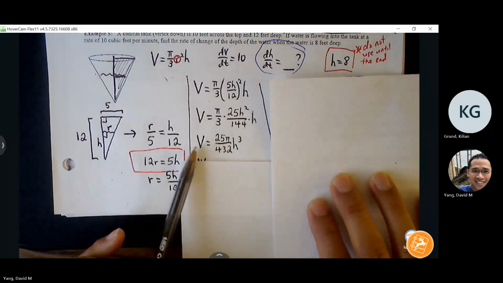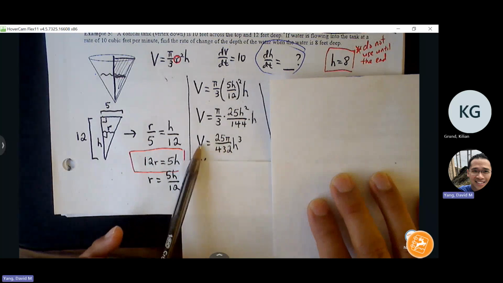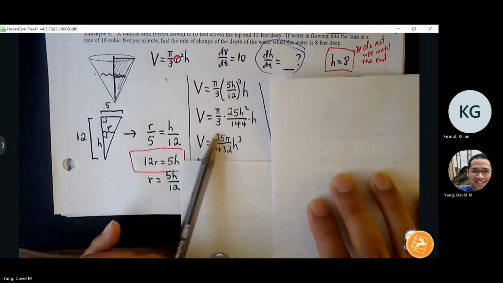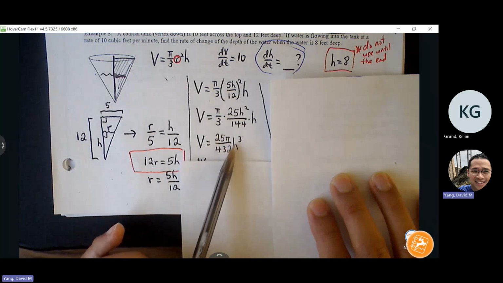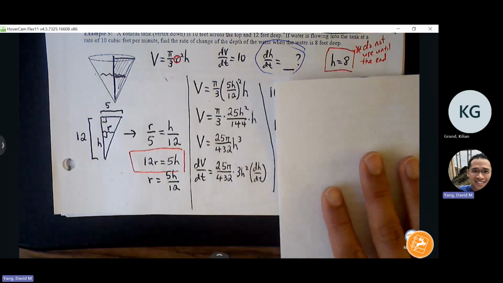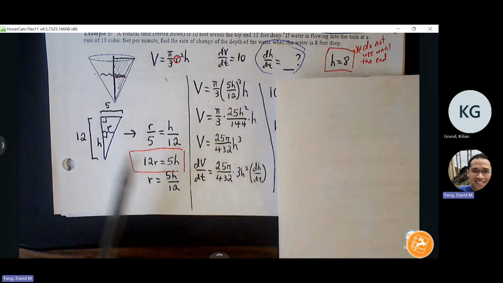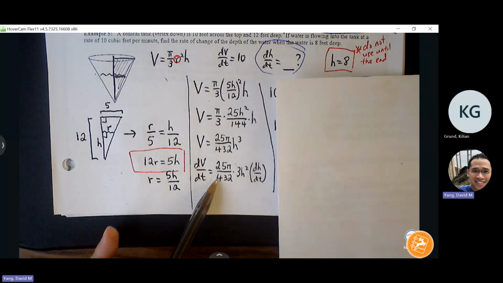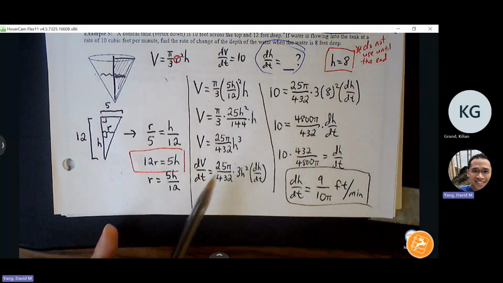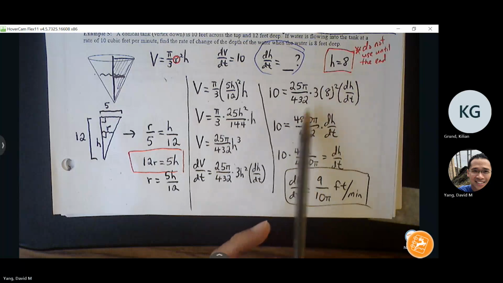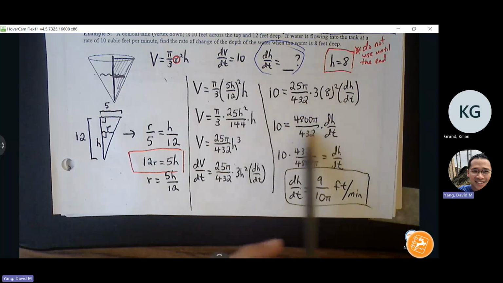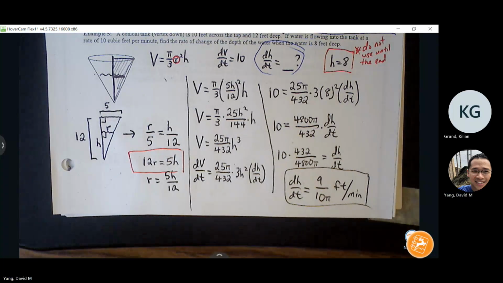Okay. So now we can find the derivative. V becomes dV/dt. Coefficient is just some number that's going to stay. H cubed becomes 3h squared dH/dt. Okay. So the hard part is getting to this point. Once you're here, you're just plugging information in. dV/dt is 10, h is 8, and then you're just dividing, multiplying, dividing, and trying to solve for dH/dt.